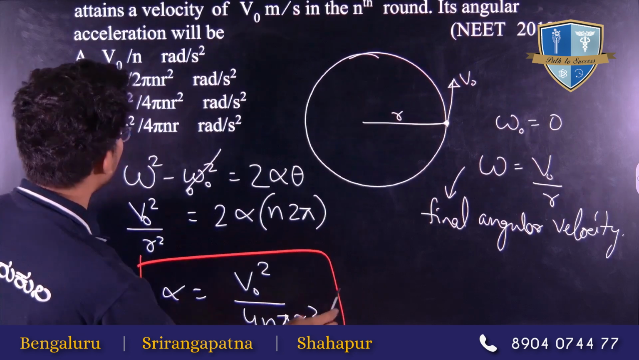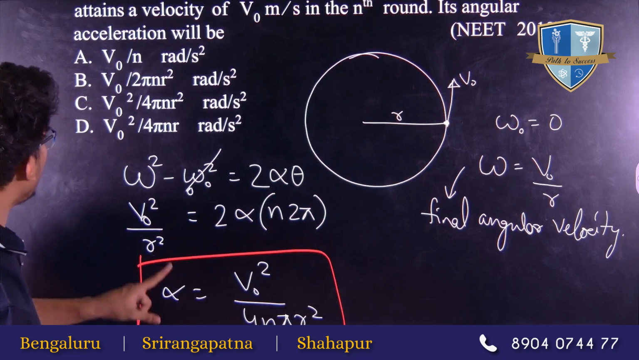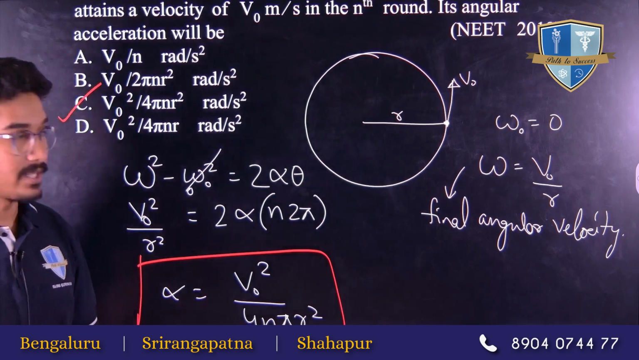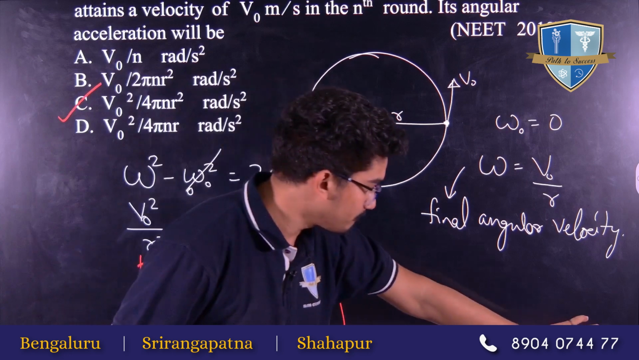Can we see any formula like this? Yes, we have option C. So option C is our correct answer. Now let's see another question.